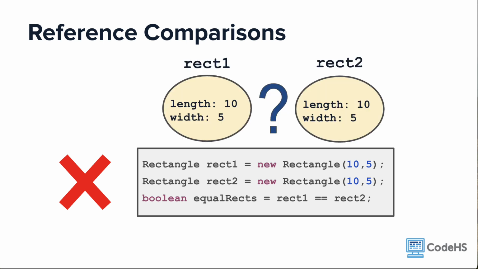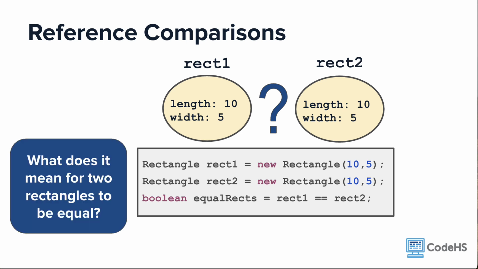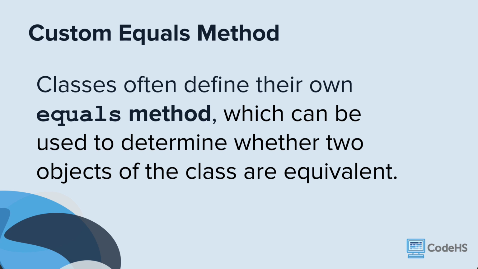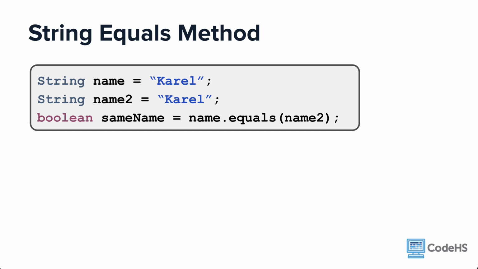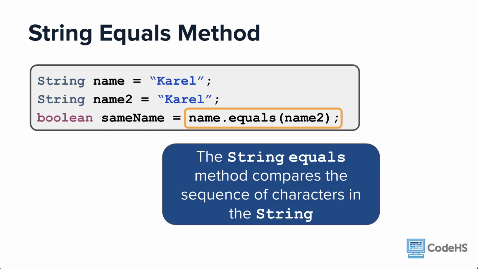So how can you go about comparing two different objects, like rect1 and rect2? If you think about it in the context of our rectangle class, the real question to ask is, what does it mean for two rectangles to be equal? To solve this problem, classes often define their own equals method, which can be used to determine whether two objects of the class are equivalent. The class equals method typically uses attributes from the two objects to determine if they are equivalent. An equals method that you are already familiar with is the string equals method. The string equals method compares the sequence of characters in the string instead of checking if the two references point to the same memory address.